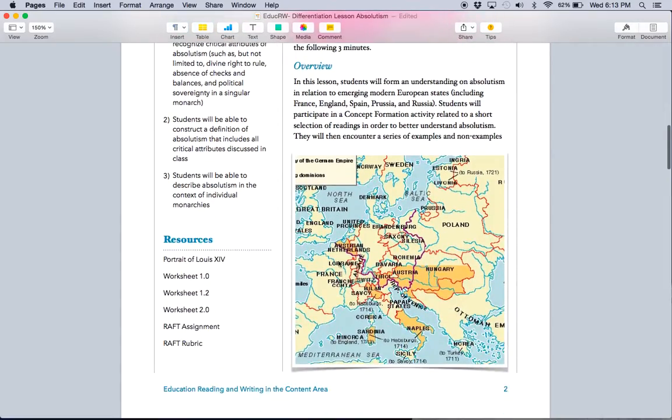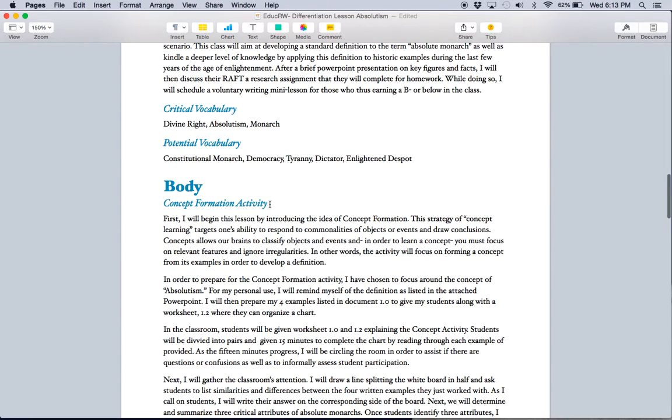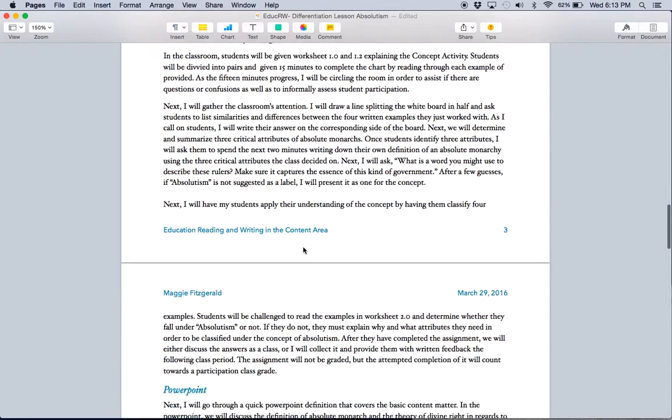Now, in terms of the instructional activities, I start off with a brief intro, which is what's up here, but I'm going to skip that for the sake of time. And then I have a concept formation activity, which my concept is absolutism, and students are given that concept and have to come up with a definition, doing a nice fun activity.